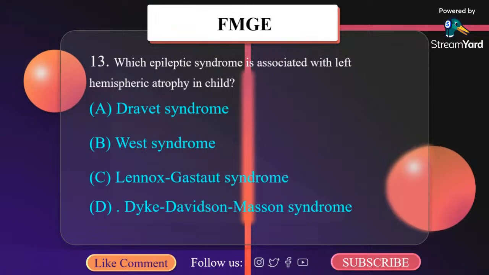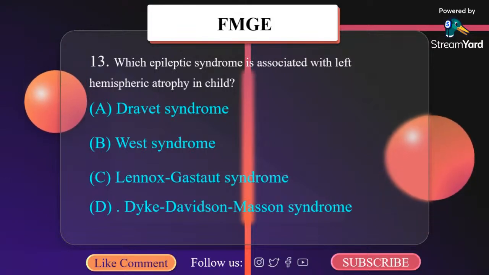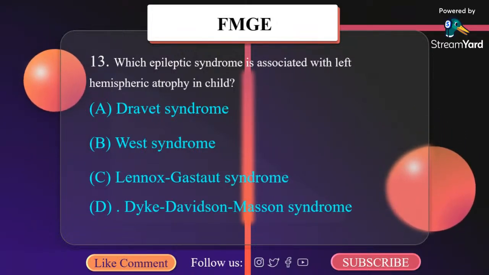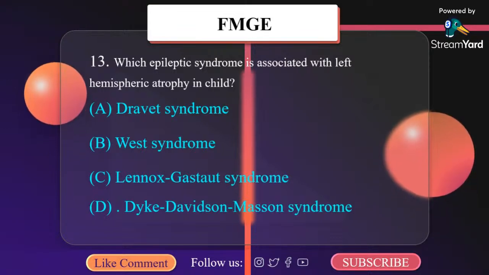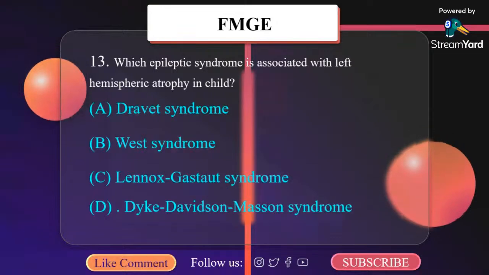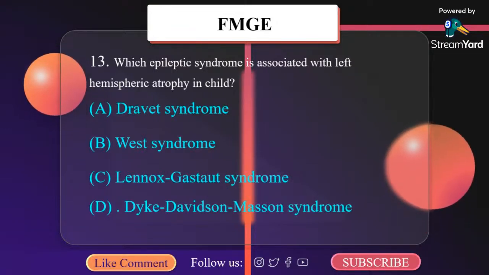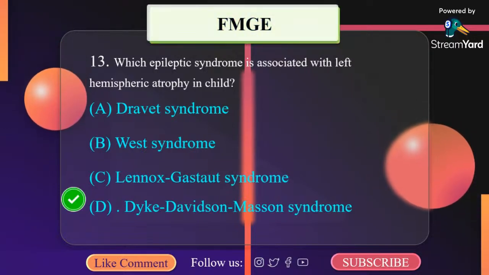So let us begin with which epileptic syndrome is associated with left hemispheric atrophy in a child? A. Dravet syndrome, B. West syndrome, C. Lennox-Gastaut syndrome, D. Dyke-Davidson-Masson syndrome. Now, this epileptic syndrome, which is associated with hemispheric atrophy in a child, is Dyke-Davidson-Masson syndrome. So the correct option here is this one.